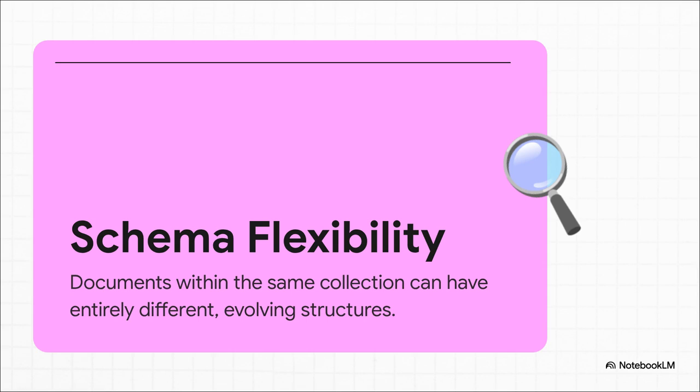Seriously, this is a total game changer for apps where data is constantly changing over time. Let's say you launch an e-commerce catalog today. Tomorrow, you decide you want to add a warranty period field, but only for electronics. Well, you just do it. You don't have to rebuild the entire database schema, and you definitely don't have to alter the clothing items that obviously don't need a warranty field. The collection just effortlessly adapts.